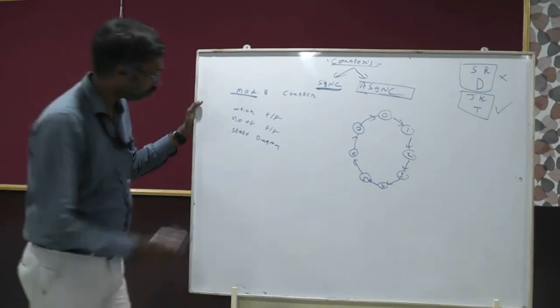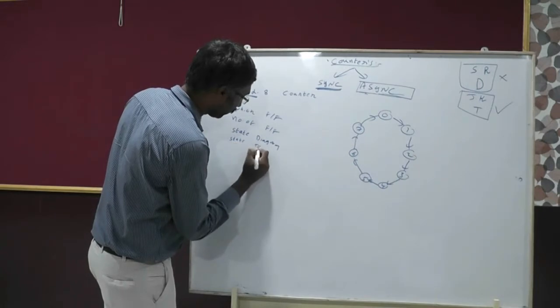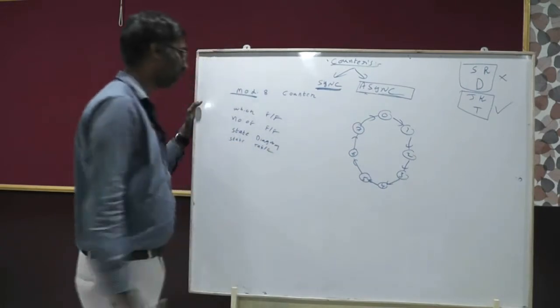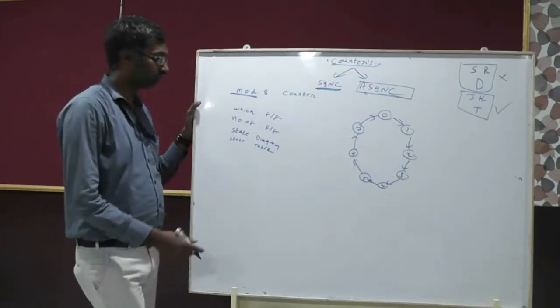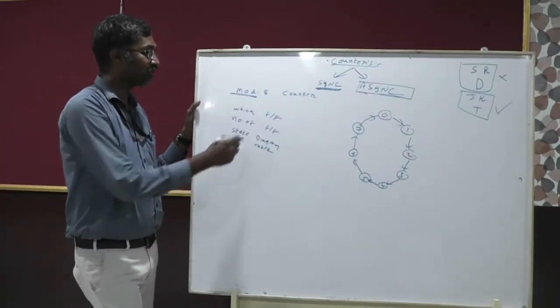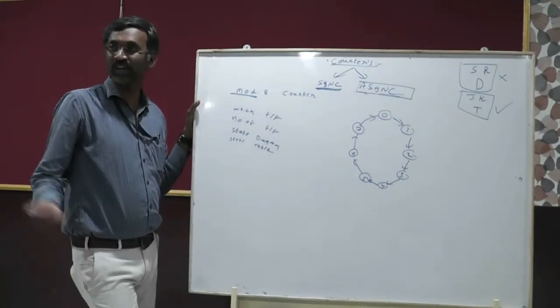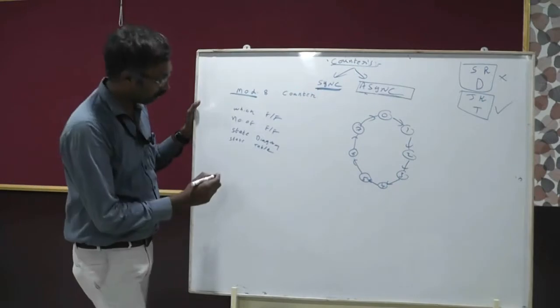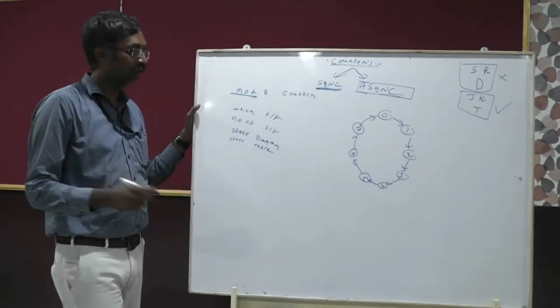After state diagram, what happens here? What is the next step? State table. Before that, we are going to choose the flip-flop. Which flip-flop we are going to choose? We can choose any flip-flop. So I am going to use a toggle flip-flop.